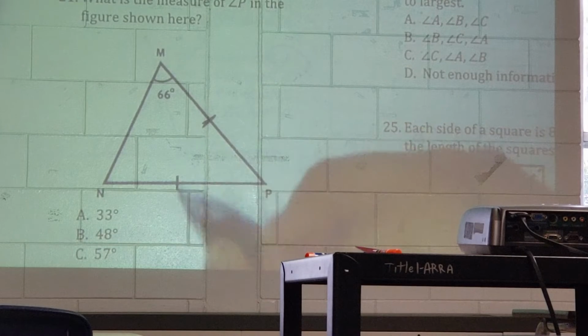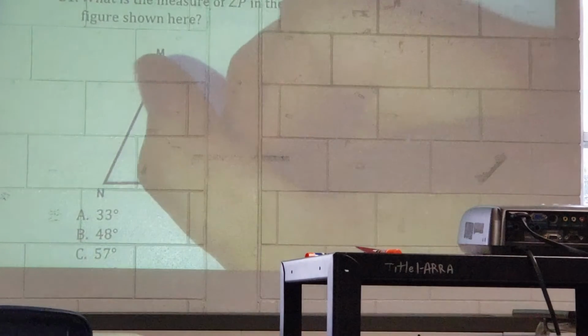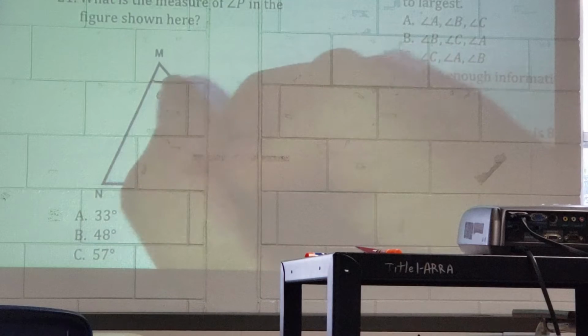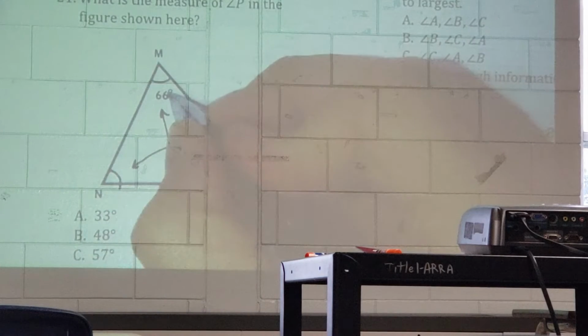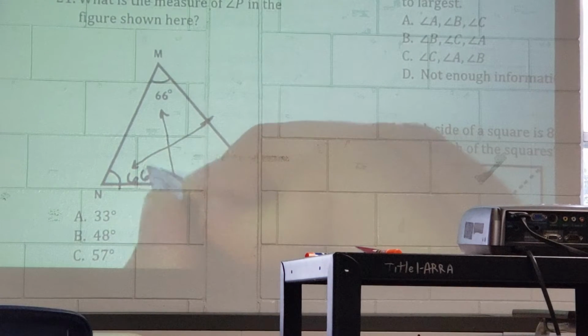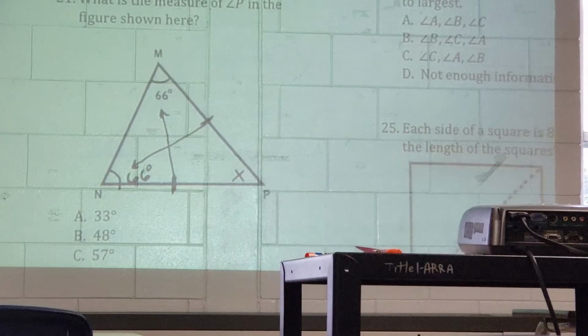See how this side is congruent to this side? Well, that tells me that that angle and that angle across from those sides have to be congruent. So if that's 66, that's also 66. And they said, what's the measure of angle P? So we can put an X there.